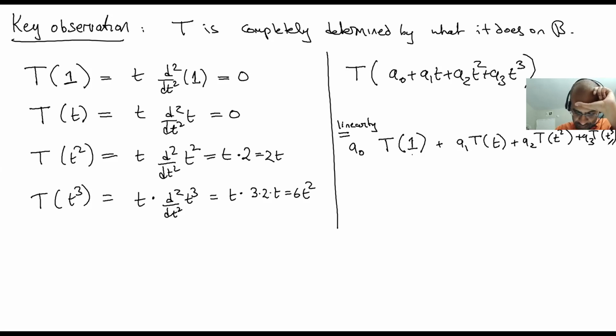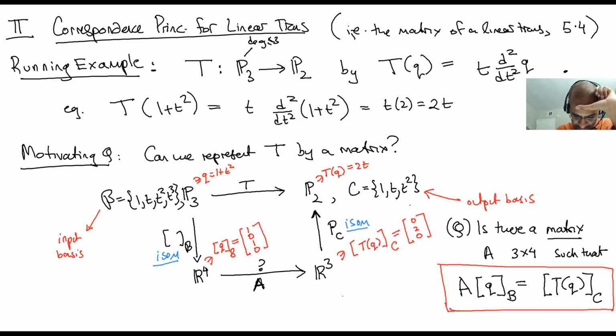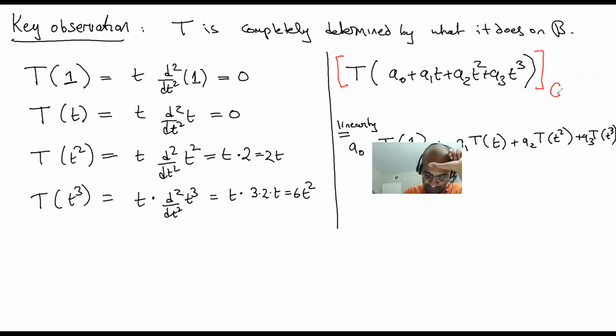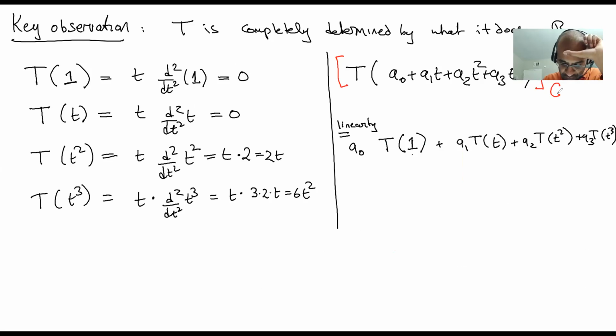Okay, now I'm going to do something sneaky. I'm going to take coordinate vectors everywhere. So this vector on top, the thing I put in square brackets, which vector space does it live in? P2. Yeah. So we take the coordinate vector of this with respect to C. And now that's also a linear transformation, right? Taking a coordinate vector is a linear transformation. So by linearity, I can also do this.